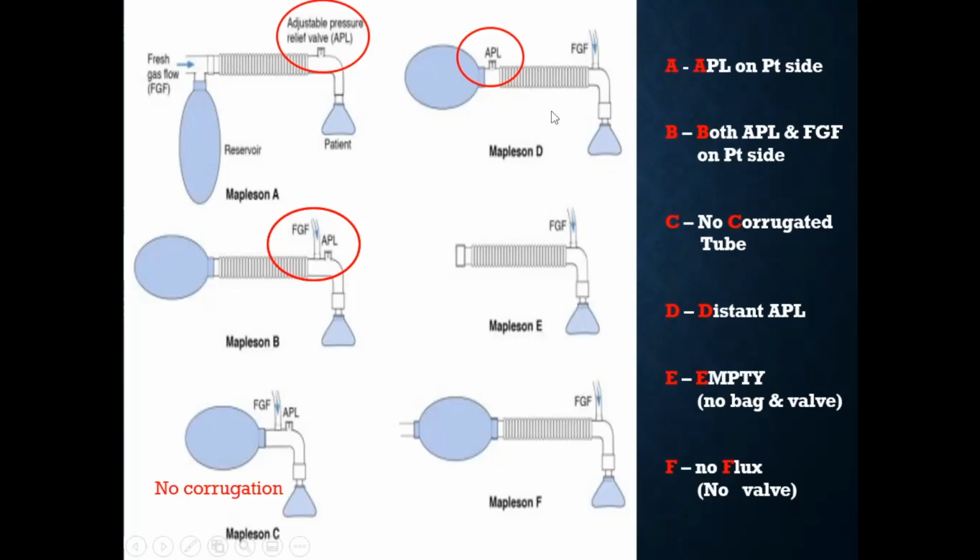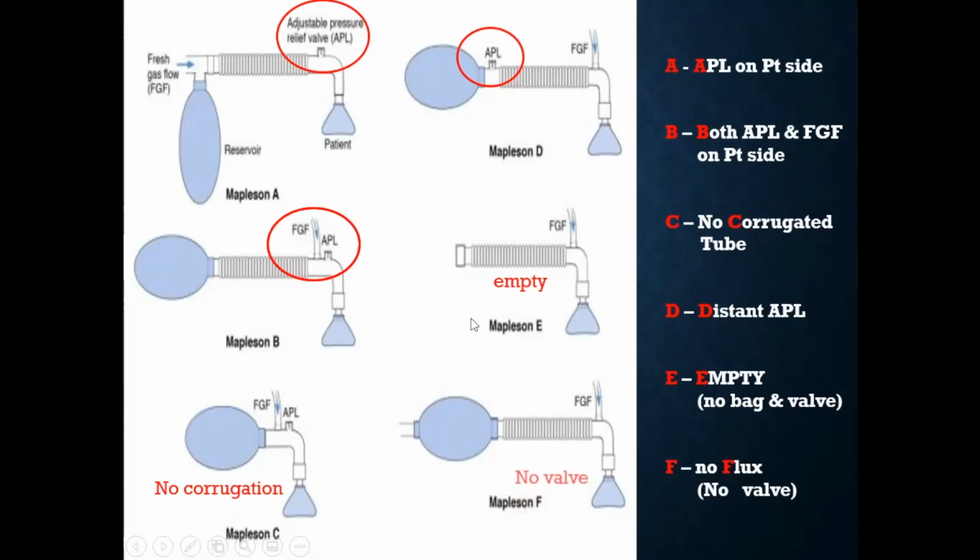Okay. Next, E is for empty. What does empty mean? It only has a tubing and fresh gas flow, but it does not have a valve and bag. No bag, no valve. It is empty at the end. It's empty at the other end. This is the only system which does not have a bag. No reservoir bag and APL valve. Okay, both are not present.